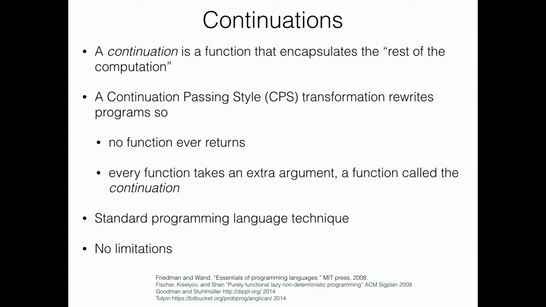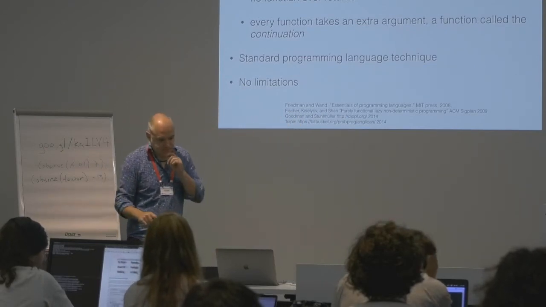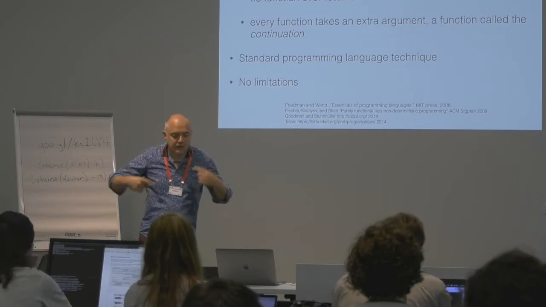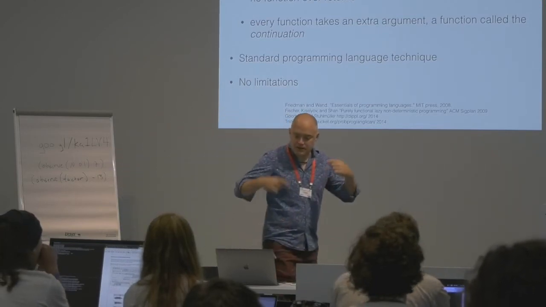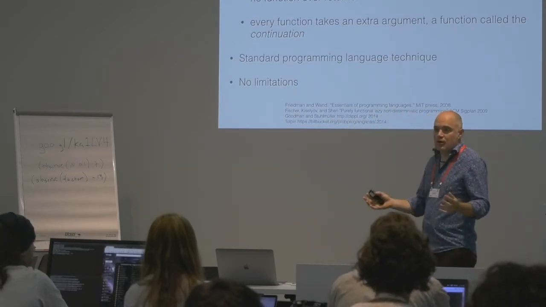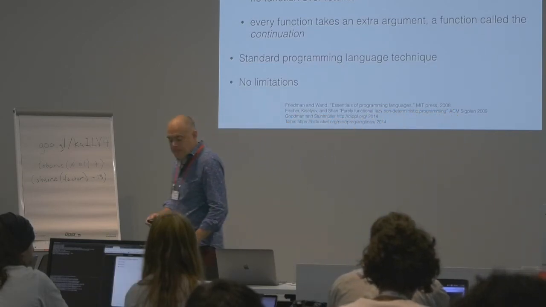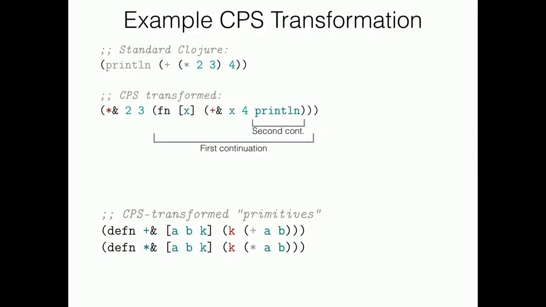A continuation is a function that encapsulates the rest of the computation, and there exist whole program transformations that rewrite programs so that no function ever returns. All it does, at the very end of the function, is call a continuation. That means the program has to be rewritten so that every function takes an extra argument, the function called the continuation. This is a standard programming languages technique, and there are basically no limitations. You can do this in higher order languages, you can do this in whatever. So continuations plus pure data structures allow us to do this.